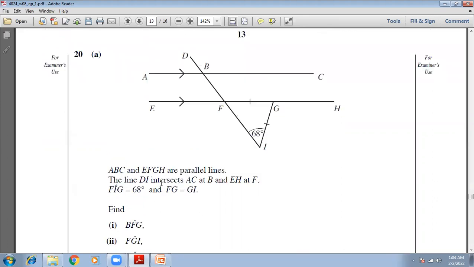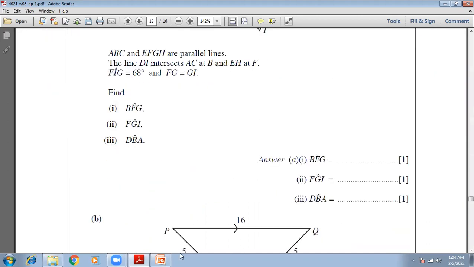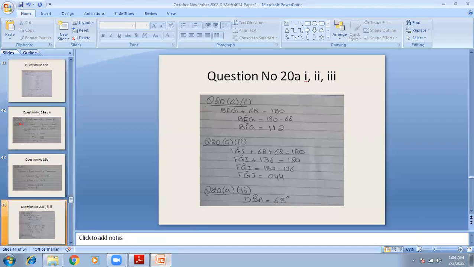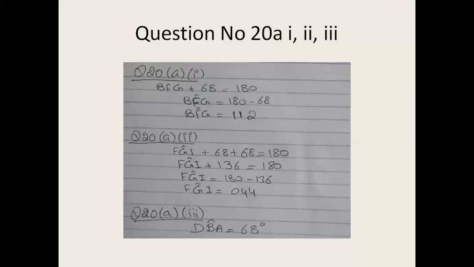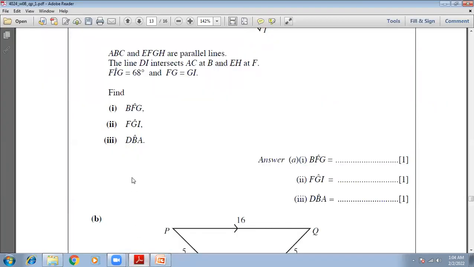Now, DBA, I want to know this angle. So if this is 68, this is 68, this will be also 68 because it's a corresponding angle. These two angles are known as corresponding angles of the parallel lines. Let me show you my answer. So the DBA will be equal to 68 degrees. Okay, so only this thing is written there.